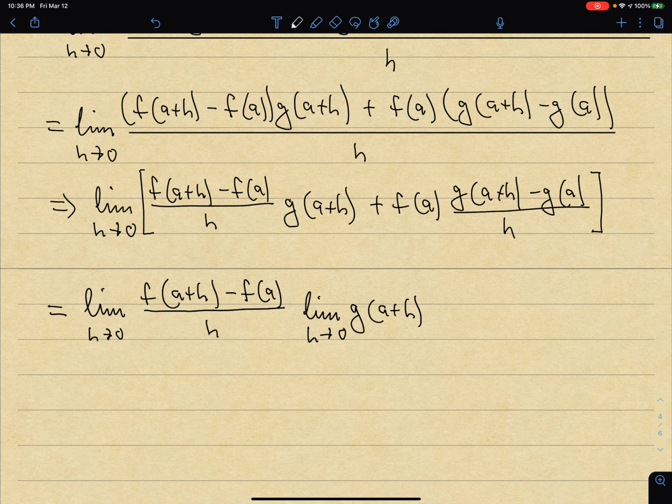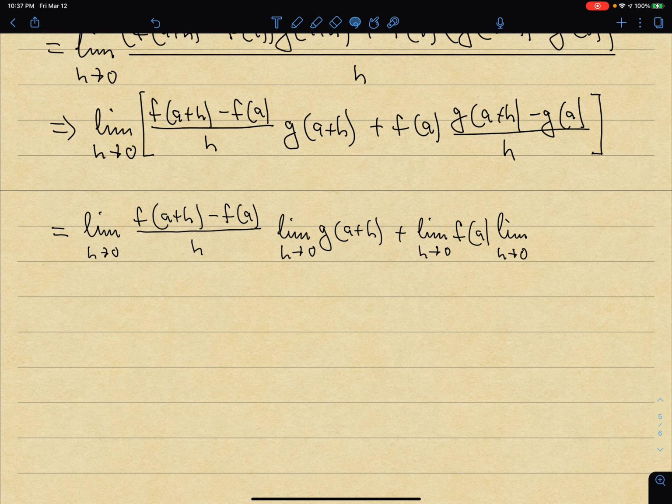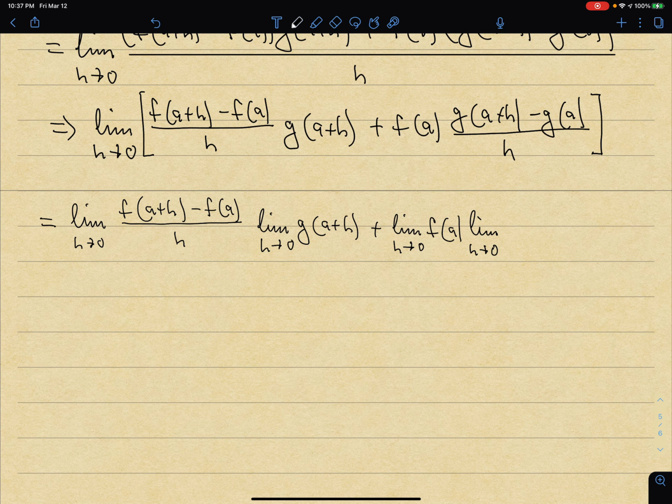Let's see if I'm missing anything here, right? So that's going to be the first limit plus a second limit. But the second limit is a limit of a constant, f of a, times this function. So again, the limit can be split. Limit as h goes to 0 of f of a times the limit as h goes to 0 of g of a plus h minus g of a over h.